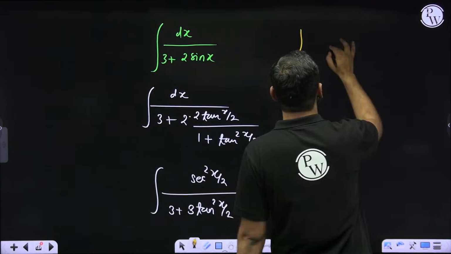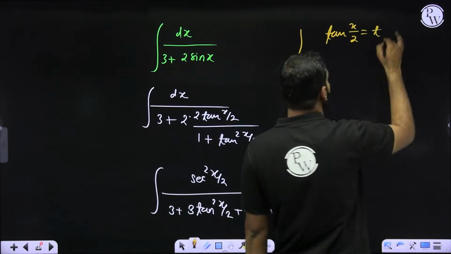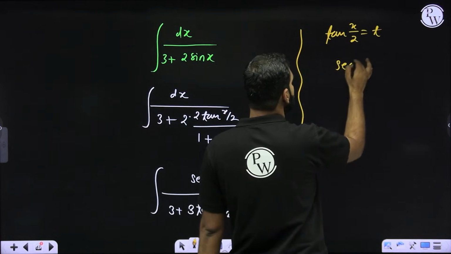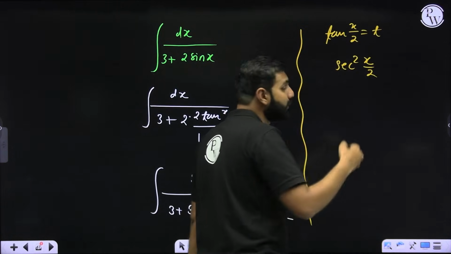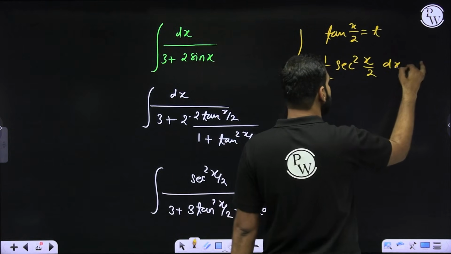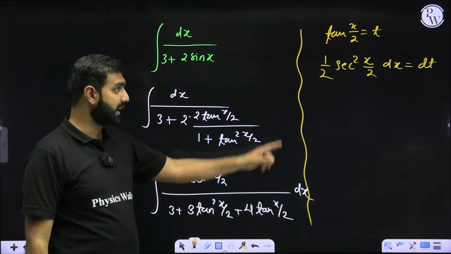So here, let's say I replace tan x by 2 by t. So what is the derivative of tan x? It is sec square x. So it should be sec square x by 2, but x by 2, as per the chain rule, will give a factor of 1 by 2. So dx is equal to dt, and sec square x by 2 dx can be 2 dt.